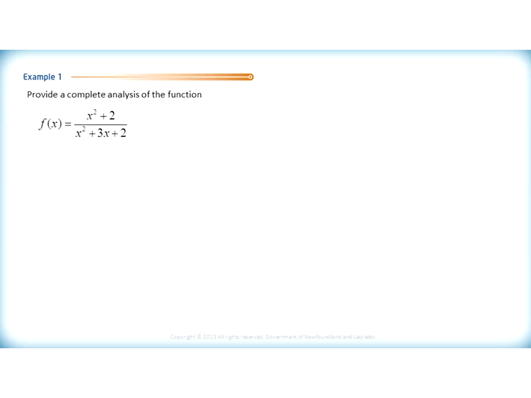Let's look at some examples. First one, provide a complete analysis of this function. Same stuff, more practice. Here we go. Let's look for, first of all, any point discontinuities and any asymptotes. Can't factor that numerator. x squared plus 2 has no factors, and it's also got no roots except for imaginary ones, and we don't deal in that business here.